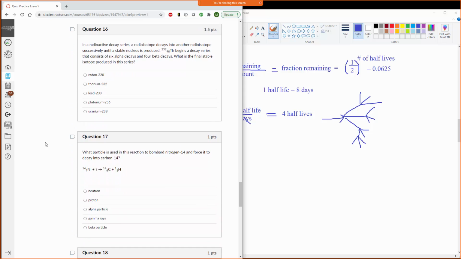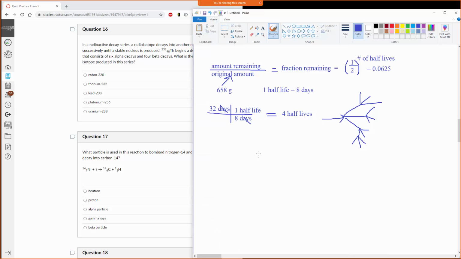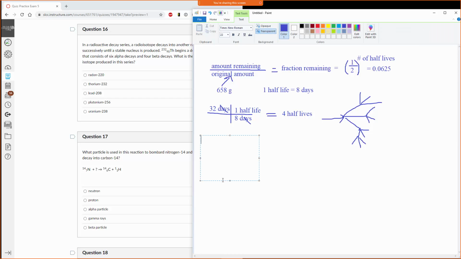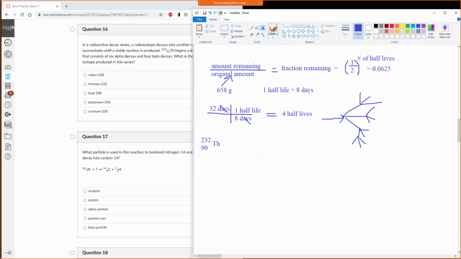Number 16. This one's kind of fun. I thought I pulled this out of your homework. You guys can tell me if you saw one like this on your homework. But it's kind of fun because you've got a multiple decay series. Now, you don't have to do each step individually, right? You can just do them all in a group. But we've got 232, 90, thorium. So when I say you don't have to do each individually, that means you don't have to do an alpha and then an alpha and then a beta and then a beta. You don't have to do that.